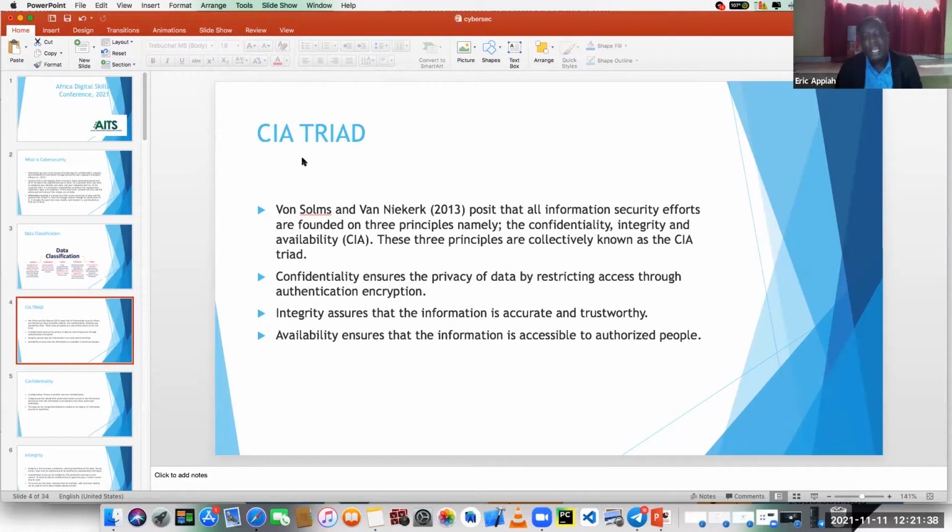And integrity assures that the information is accurate and not tampered with. And then availability ensures that the information can be accessed by authorized users whenever they want it. And so wherever you go, you hear of CIA. This is not the US CIA.